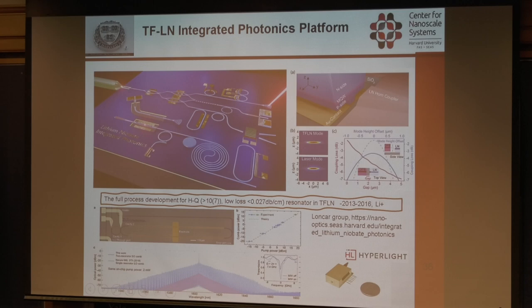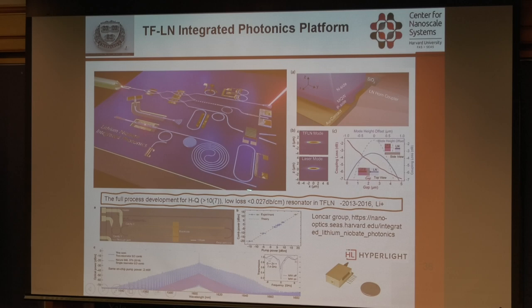Another example is thin film lithium niobate. Lithium niobate is a strange material, and the CMOS line kind of hates it because of the lithium. This process started around 2002, when Marco's group pushed to make the waveguide resonator. Even though Harvard was not the first site to make this kind of resonator, Harvard was the first to find the full process to produce a high Q, ultra low loss resonator.